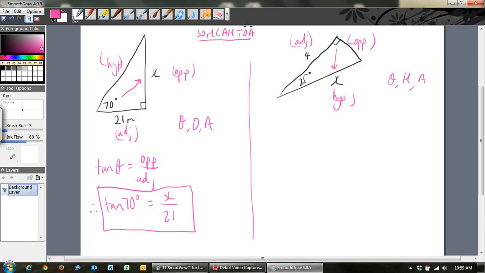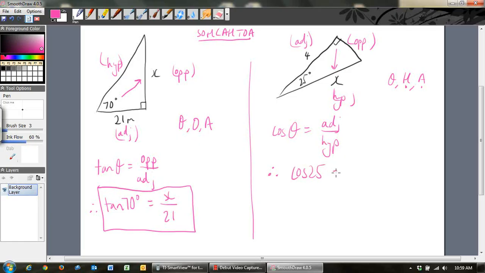Which of these doesn't involve the opposite side? Sine has opposite in it. Tan has opposite in it. Cos does not. Cos has adjacent and hypotenuse. So that's the one we want. Let's write it out. Cos theta equals adjacent over hypotenuse. Therefore, cos, the angle is 25 degrees.